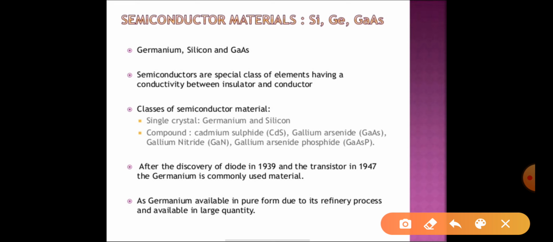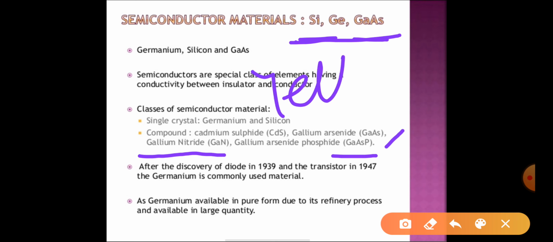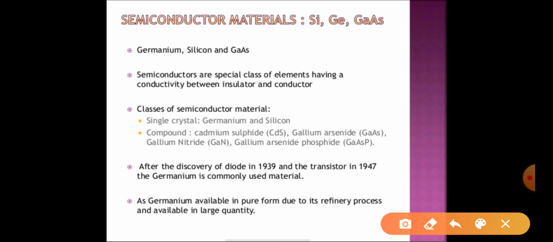So single crystal materials are germanium and silicon, and a compound is obtained by the addition of two elements. Compound crystals are, we can say, cadmium sulfide CdS, gallium arsenide GaAs, gallium nitride GaN, which is very widely used, then gallium arsenide phosphide GaAsP. If you use this material, your LED will glow yellow. For different colors we have to add different materials.